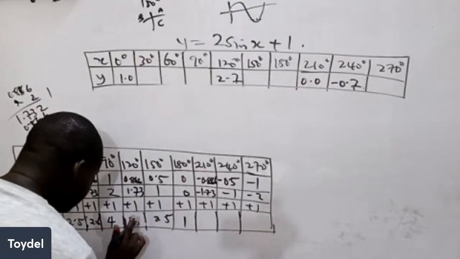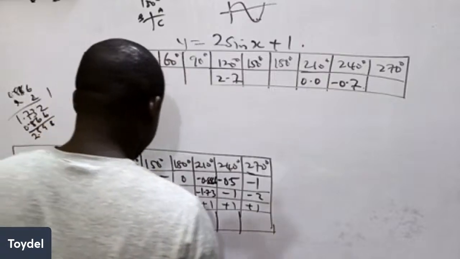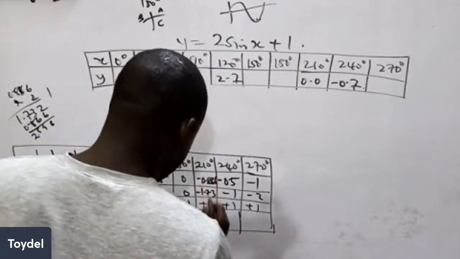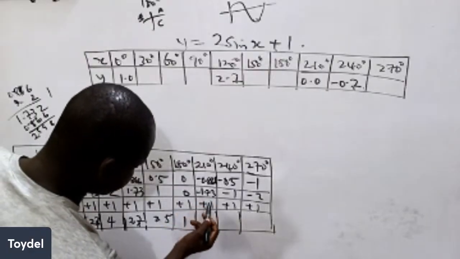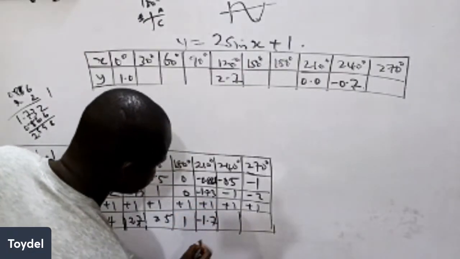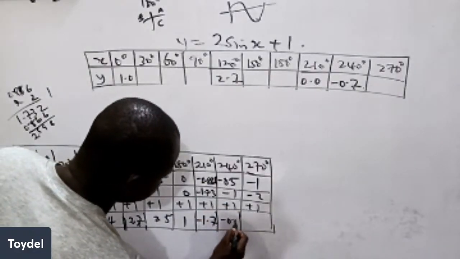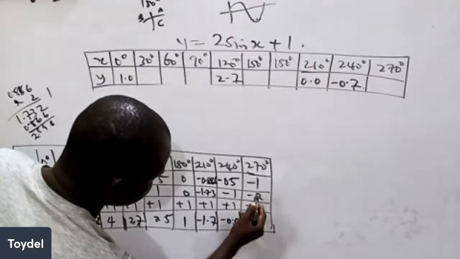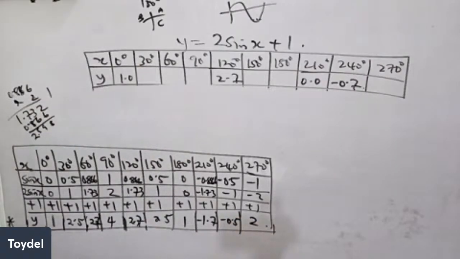So maybe this is approximately 2.7. This is 2.7. Here I'm going to have 1. Here I'm going to have minus 2.7. This is minus 1.7. Here I'm going to have minus 0.5. Then here I'm going to have 2. Okay, that's the table. So we have been able to plot that table.